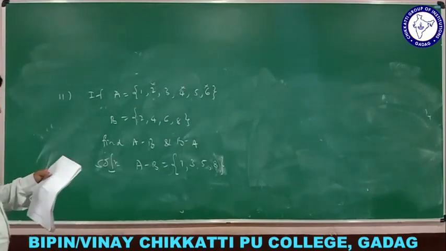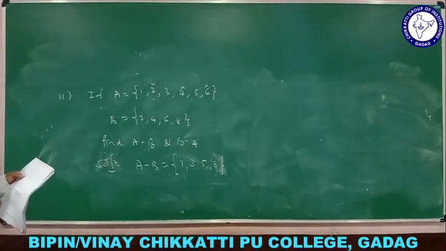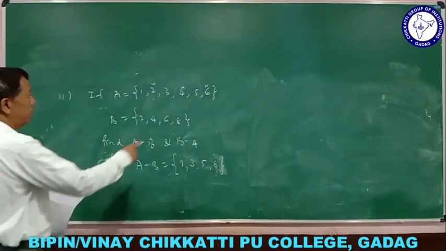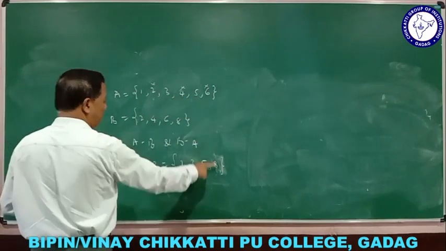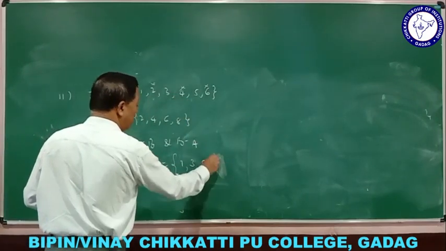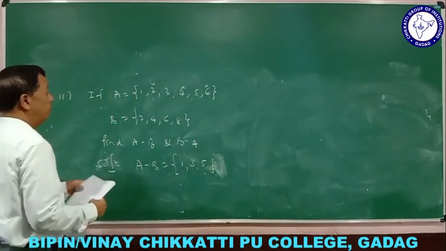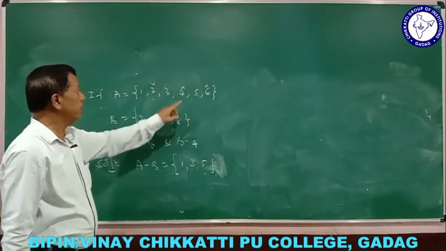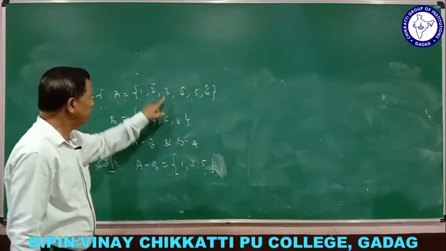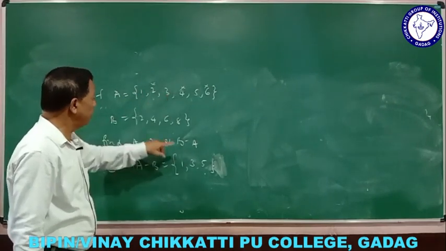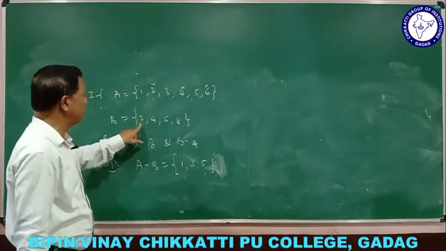Here once again you have to understand this. For B minus A, 8 is there in B, so we write it. Only those elements which are in B and not in A. Here 1 is in A, so not here. 3 is in A, and 2 we cannot write because 2 is already in A.